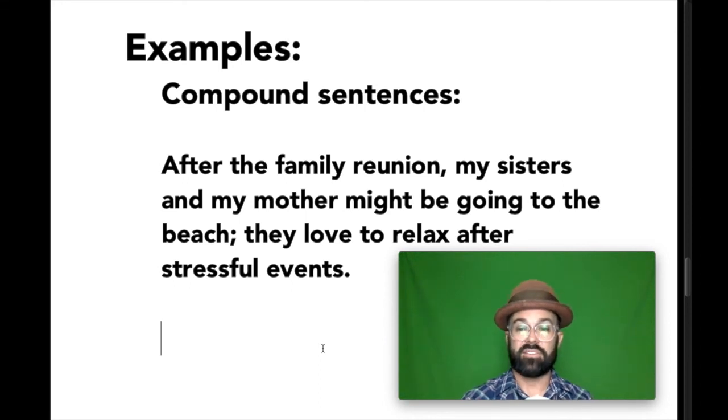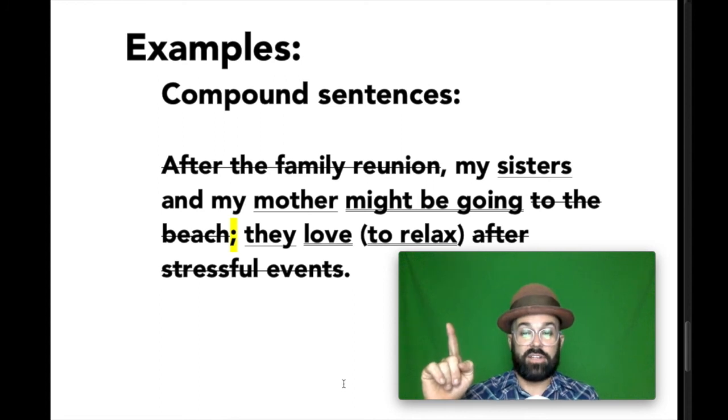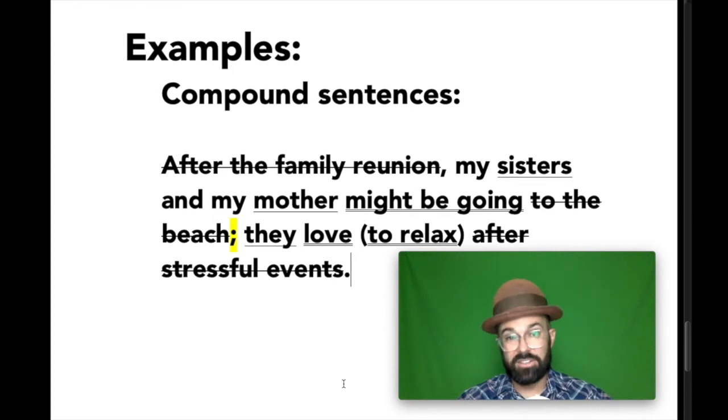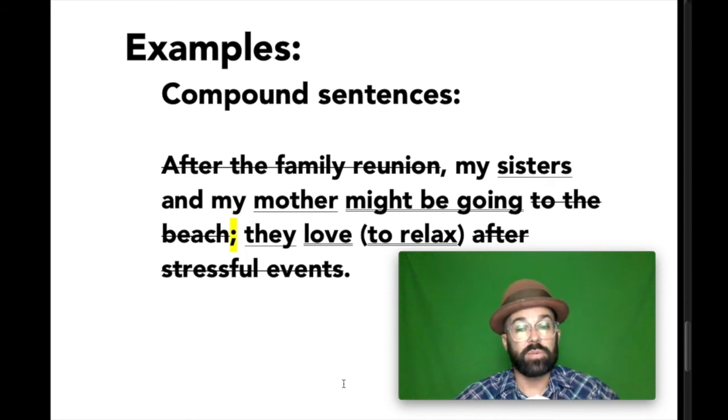Let's go ahead and mark this sentence up. Okay, there's a lot going on here. We have the same stuff from before. After the family reunion, still a prep phrase, sisters, mother, our compound subject, might be going to the beach. Might be going is the verb phrase. To the beach, a prepositional phrase. None of that has changed. But then I did insert a semicolon, and the second part of this is an independent clause, but it's all in the same sentence. To let the reader know, to let you know, that these two ideas are connected, that these two independent clauses fit together.